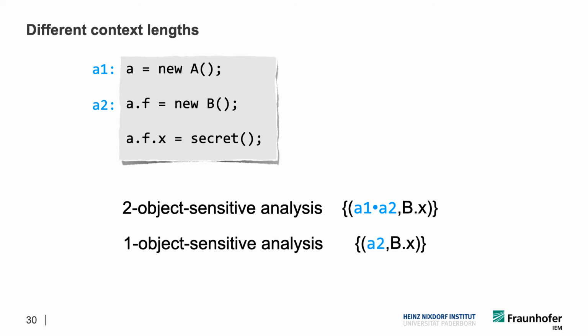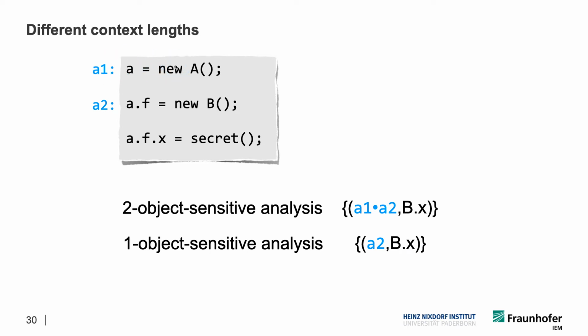If you have a one object sensitive analysis, it looks like this. Here again, we lose the left-hand side of the string in this case, so it's not a calling context string anymore. It's rather an object string. Here we would only retain the information that we have tainted the field x of some object that was created at A2, but we don't know exactly which object that was, because we have lost this information that it was associated with A1.